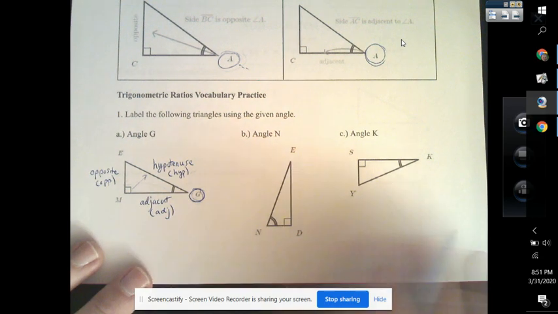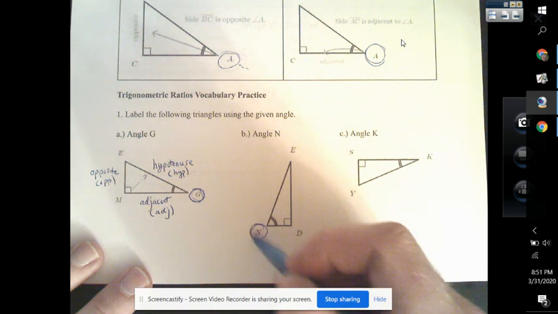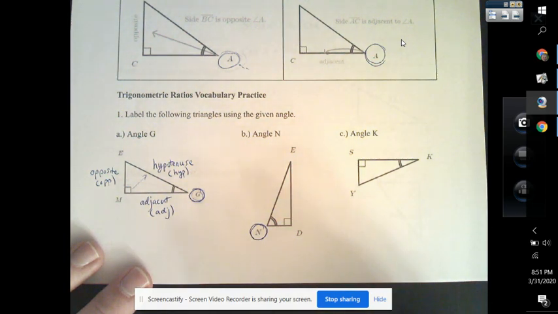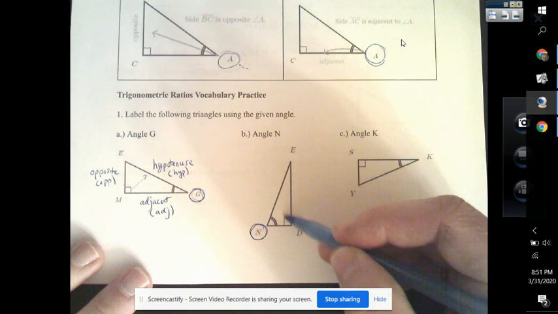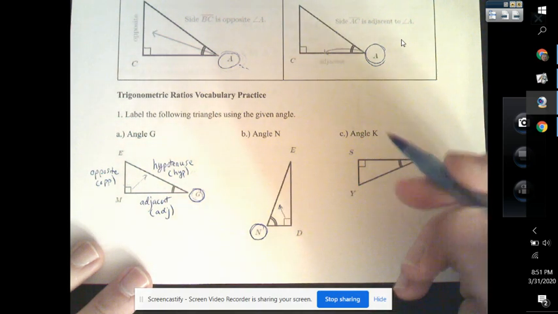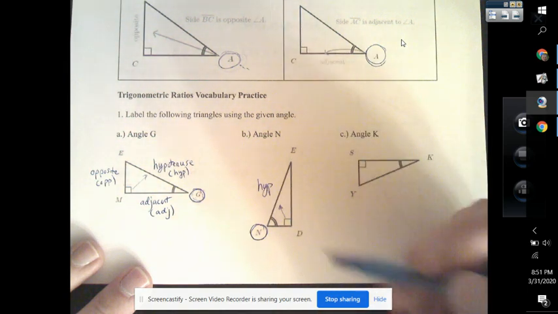So nice and easy. Over here for part B, angle N. I'm going to first circle my angle. Okay, let's find our hypotenuse. Locate your right angle, go across from it. Okay, find your longest side. There's my hypotenuse. Okay, side NE.